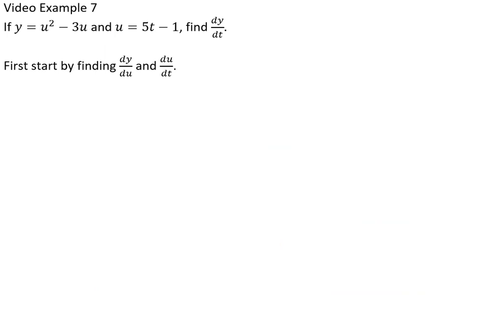Question number 7 asks us to find dy dt. And here's a hint: start by finding dy du and du dt. dy du would be based off of this y equation, and so that would be 2u minus 3. du dt would be based off of this equation, and the derivative of that is 5.